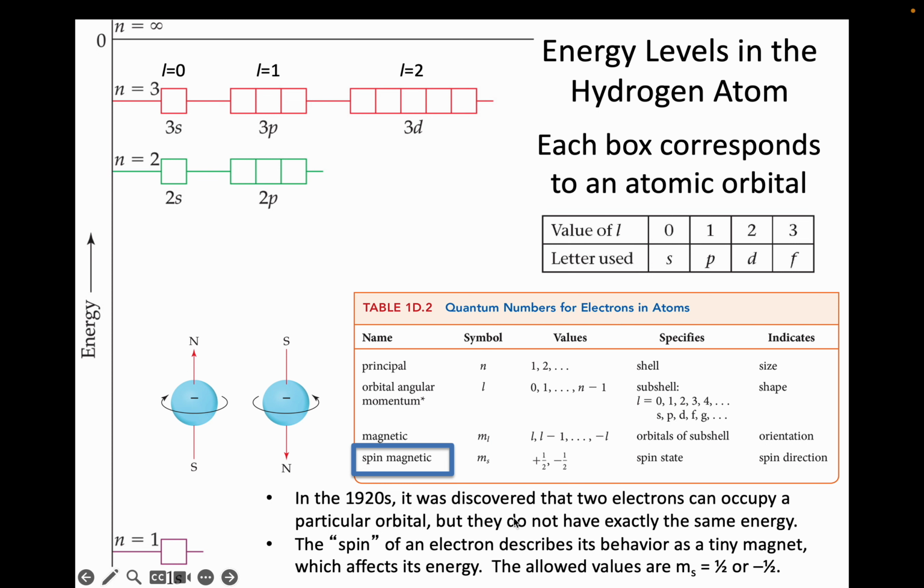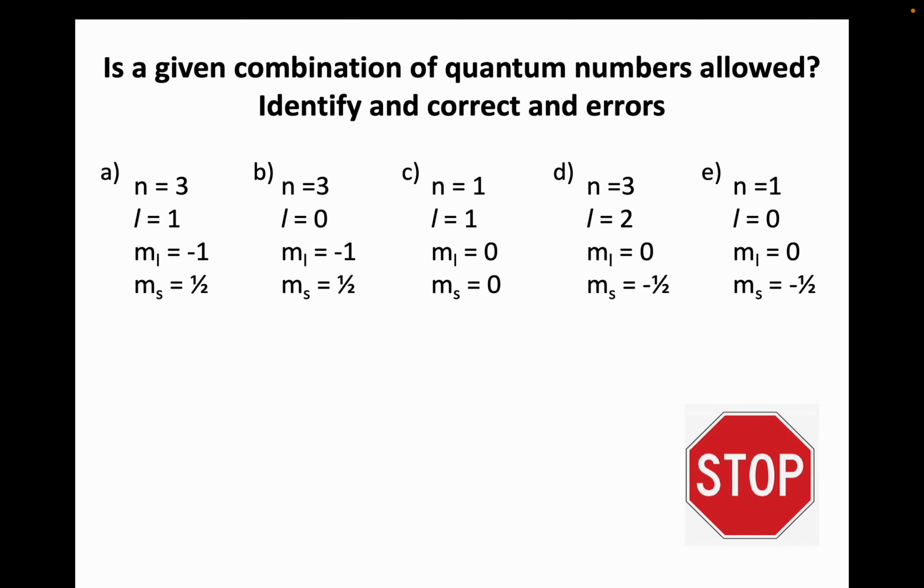We want to put that together because a task that we often have is to think about what combination of quantum numbers are allowed. This is a typical question. Is a given combination of quantum numbers allowed? If we think back to the figure that we made just a moment ago, which of these combinations are possible and which ones are impossible? Give that a try.